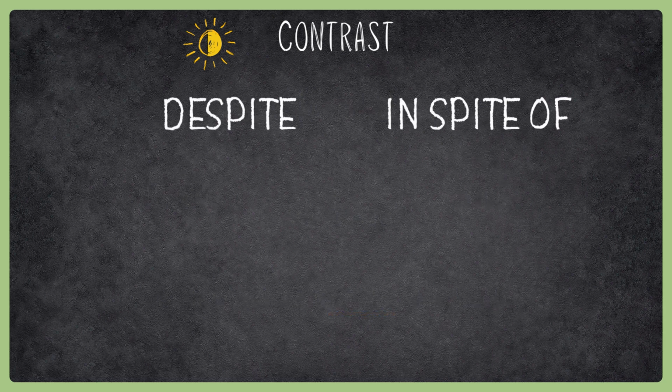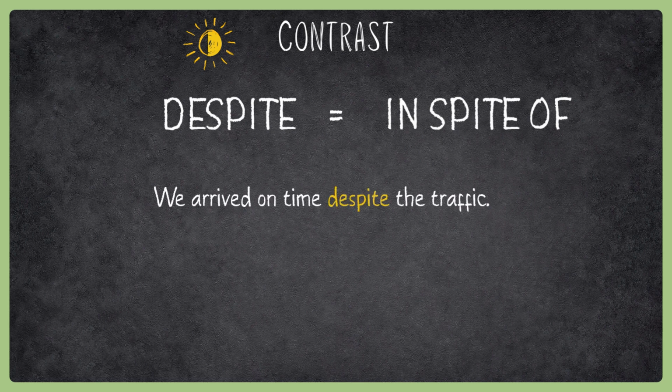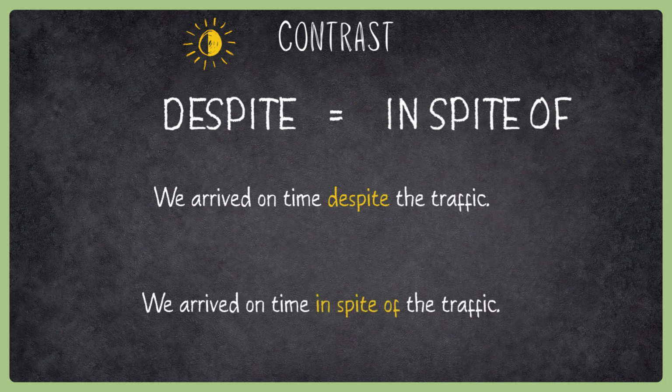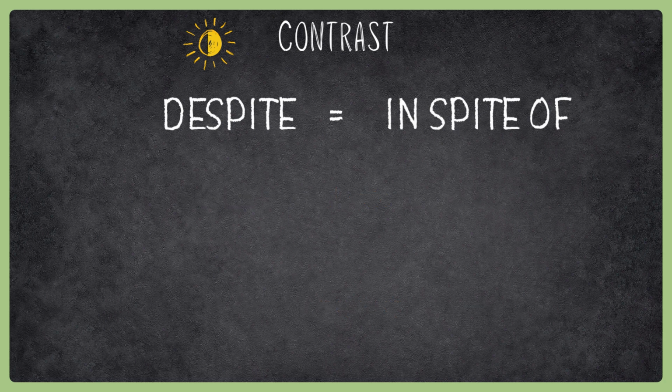These two mean exactly the same. There's no difference in meaning. We use them to say something happened even though something could have stopped it. We arrived on time despite the traffic, or we arrived on time in spite of the traffic. After despite or in spite of, we use a noun or ing, not a full sentence.